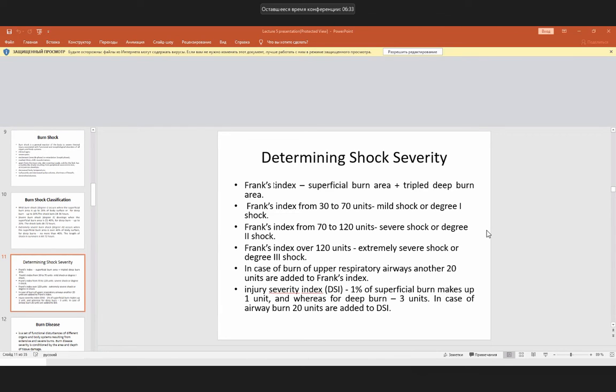Mild shock, or degree 1 shock, develops when Frank's index ranges from 30 to 70 units. Severe shock, or degree 2 shock, has a Frank's index from 70 to 120 units. Extremely severe shock, or degree 3 shock, has a Frank's index over 120 units. In the case of burn of the upper respiratory airways, another 20 units are added to Frank's index.